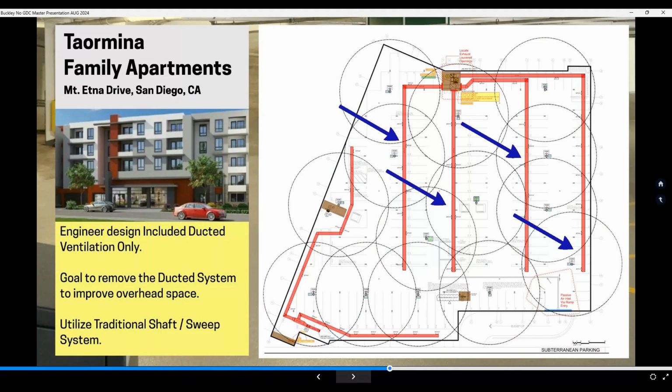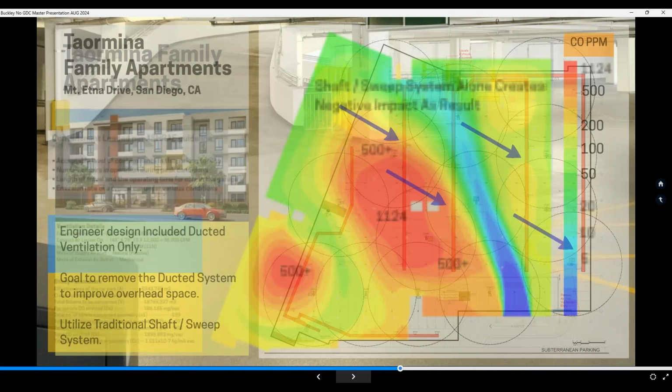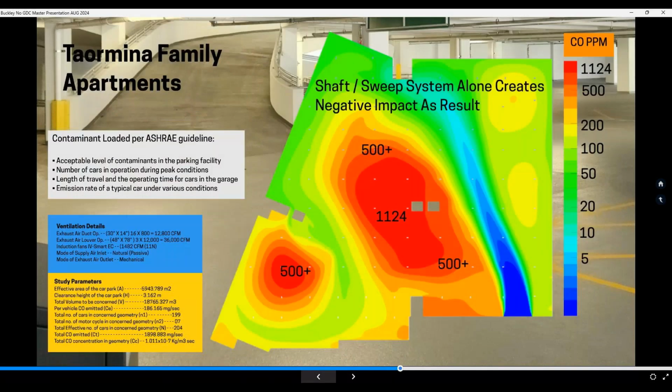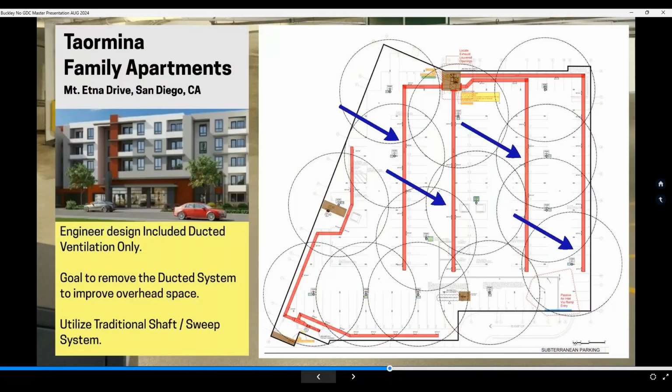He had a challenge, and what he wanted to do was he designed a ducted system, kind of like you see here, the duct all in red. But he had a goal to remove the ducted system that's highlighted by the blue arrows. He had a spatial limitation. He wanted some more overhead clearance, and he said, I need to get rid of this ductwork. So he looked at his options. His options are to either go with a total sweeping shaft system or to go with a total ducted system. And this is what he was coming up with here.